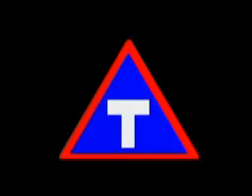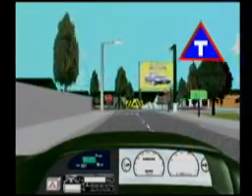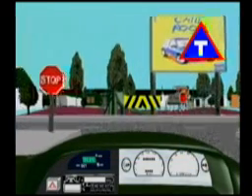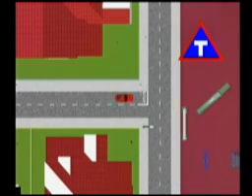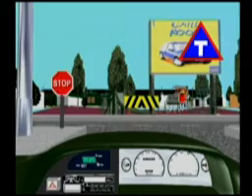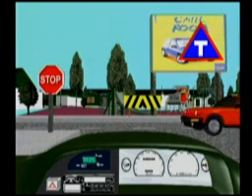The T-Junction. This sign indicates that the road which you are traveling runs into a dead end where it joins with another road from either side. One should also be careful for oncoming traffic as they usually have the right of way.